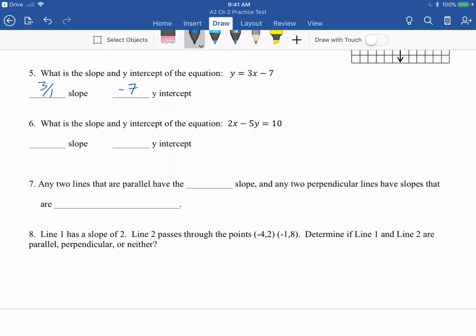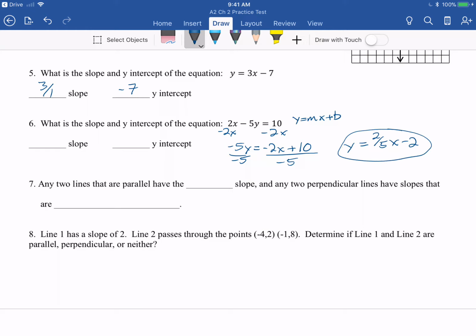Number 6, you have to do a little bit of work here to get my slope and my y-intercept. You have to get it into y equals mx plus b. To get this one in y equals mx plus b, I have to subtract the 2x over. So I subtract the 2x. I have -5y is equal to -2x plus 10. Divide by the -5. So now I have y is equal to 2/5 x, because -2 divided by -5 is positive, minus 2. So that's my equation, and now my y-intercept is -2, and my slope is 2/5.